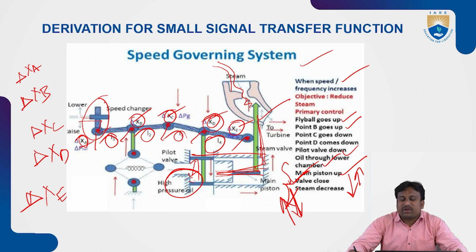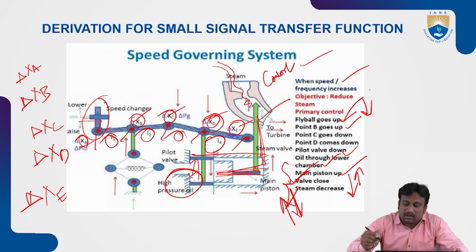So when speed or frequency increases, then according to that we adjust the knob of the system, and we need to reduce the steam, that means control over the steam case. There will be control over the steam case primarily, and when it goes in increasing order, that means the fly ball goes up.